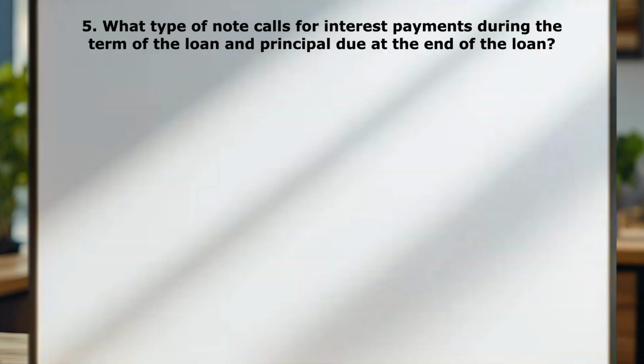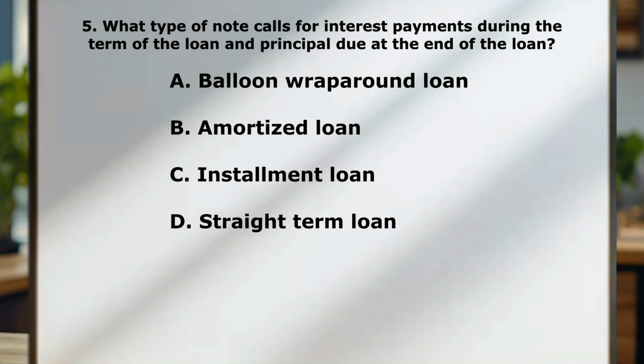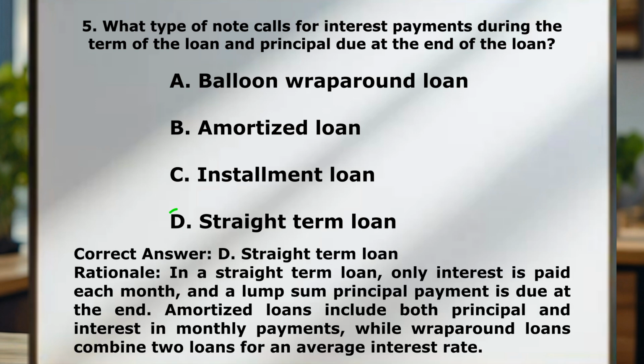Question number 5. What type of note calls for interest payments during the term of the loan and principal due at the end of the loan? A. Balloon wraparound loan. B. Amortized loan. C. Installment loan. D. Straight term loan. The correct answer here is D. It's a straight term loan.